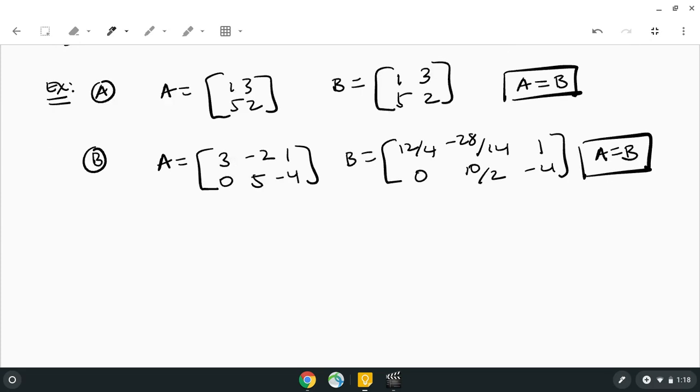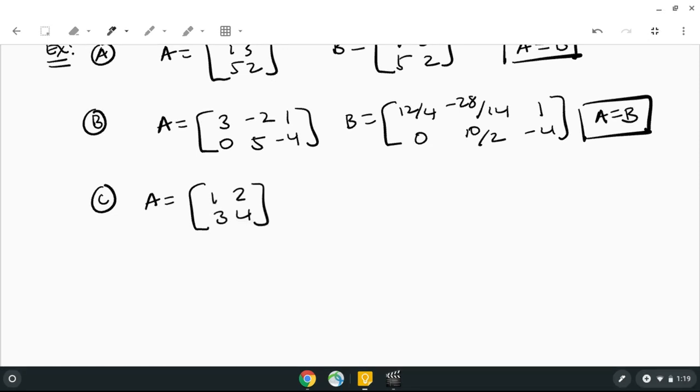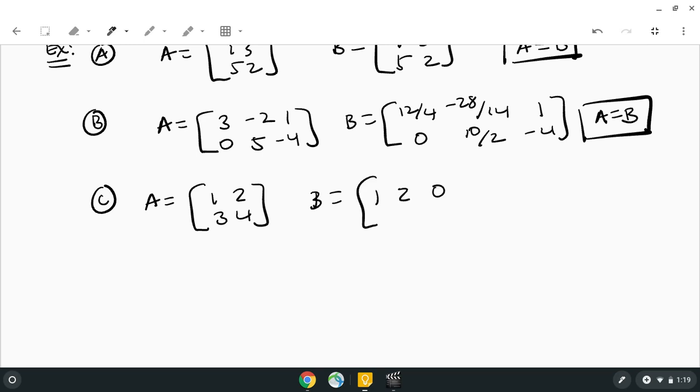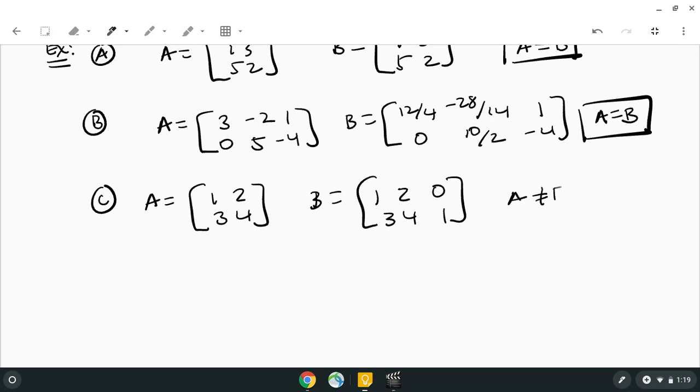Let's take a look at this one. Suppose matrix A is 1, 2, 3, 4. And suppose matrix B is 1, 2, 0, 3, 4, 1. First of all, they're not even the same dimension. One is 2 rows, 2 columns, and matrix B is 2 rows, 3 columns. So here, matrix A is not equal to matrix B.